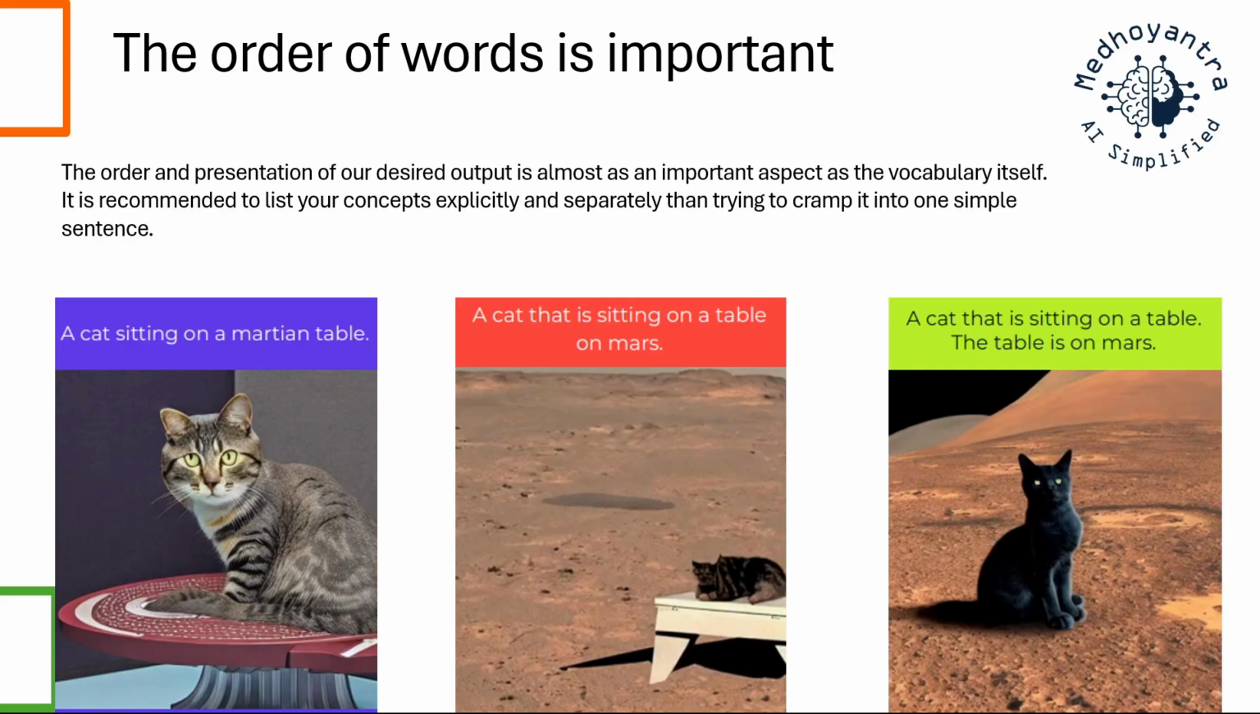This is not practical, but it has generated. And the cat is sitting on a table. The table is on Mars. Okay, you see, Mars is also there, table is also there, and cat is also there. So, if you are writing your prompts, please remember that you have to specify in the right order, or else your image gets generated in a non-expected way.